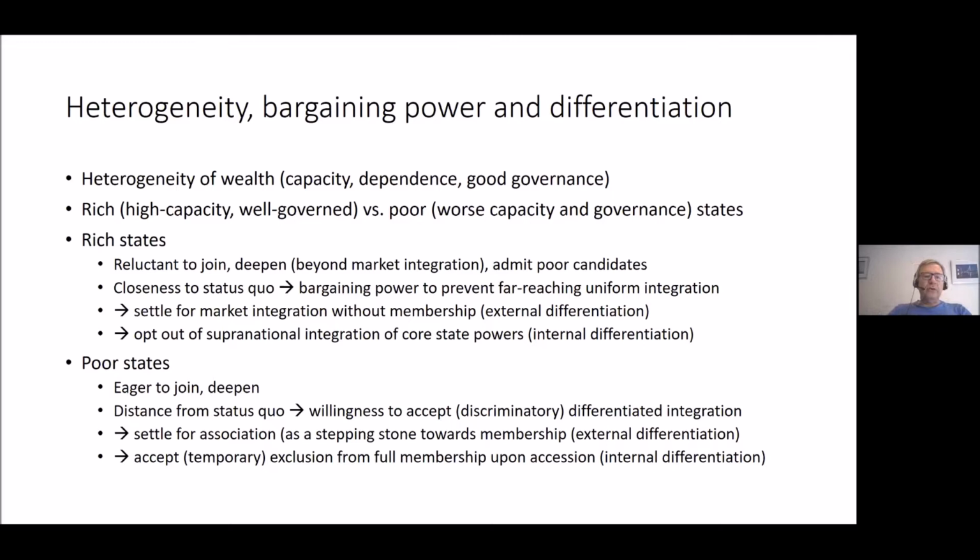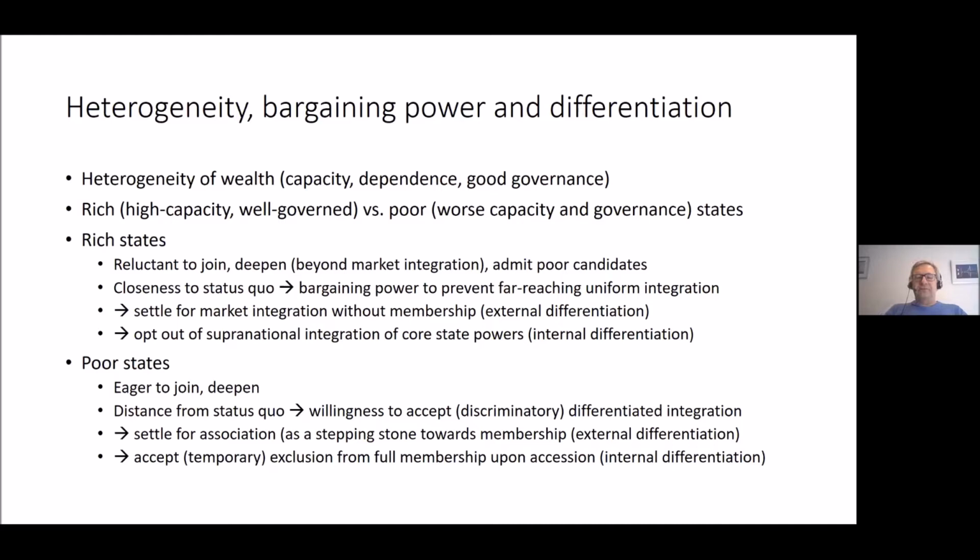So how does it play out for rich and poor states? First of all, if you look at non-member states, richer states are more reluctant to join the European Union, because they have less reason to give up autonomy and are less concerned about sharing their wealth. Among the member states, richer states are reluctant to deepen beyond market integration, mainly for the same reasons. And rich member states in the European Union are also reluctant to admit poorer candidate states, again, for the same reasons.